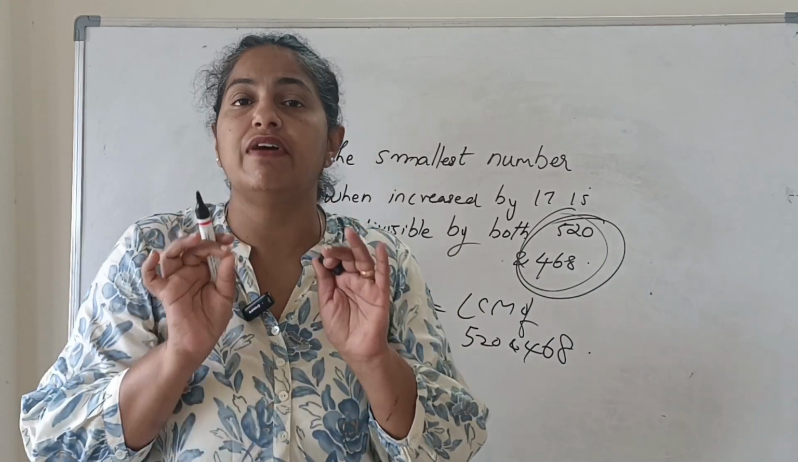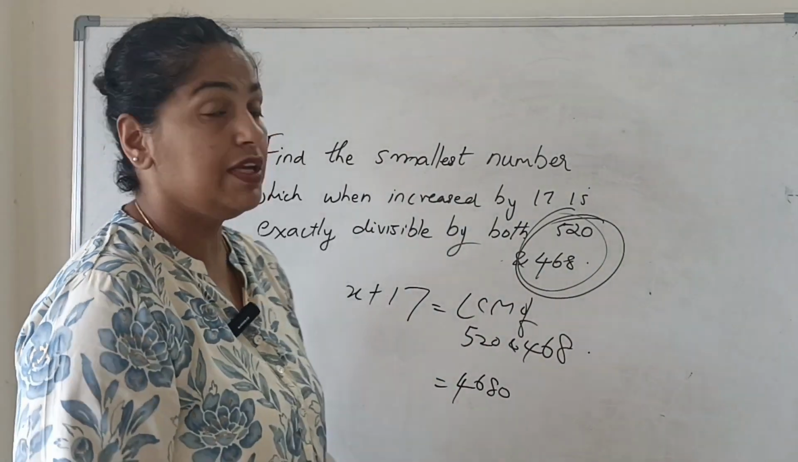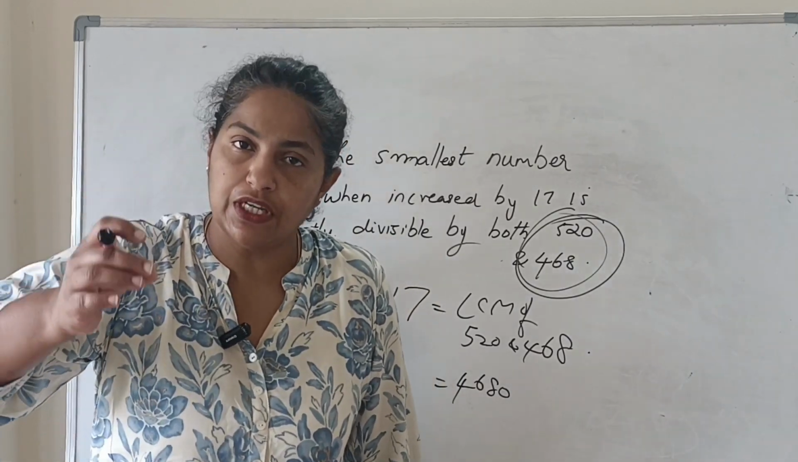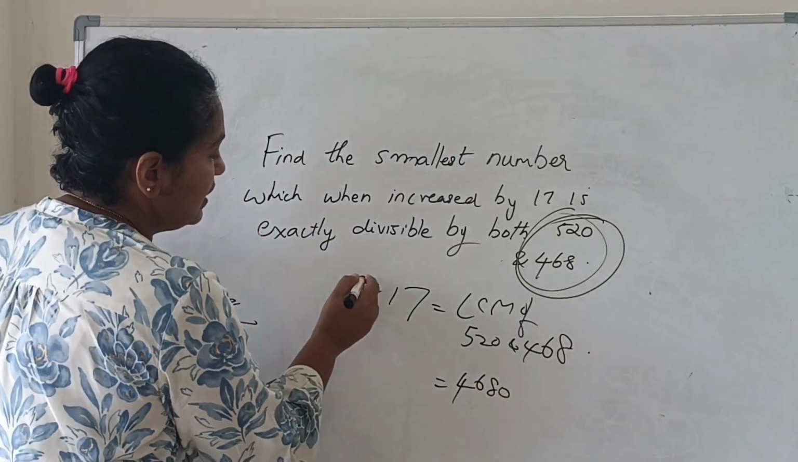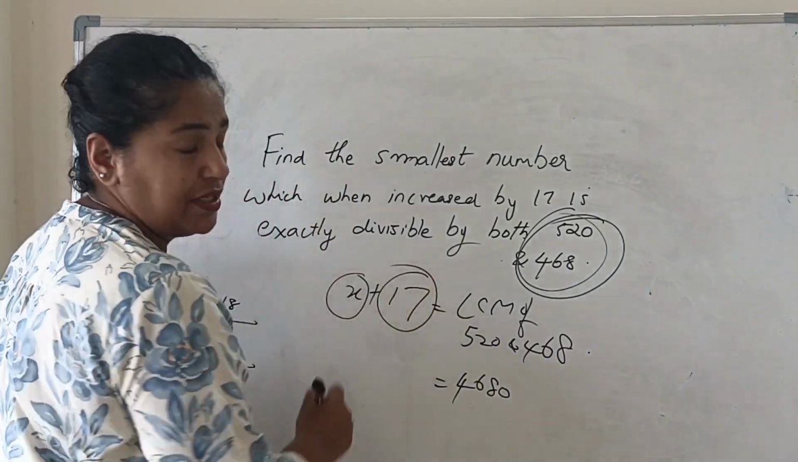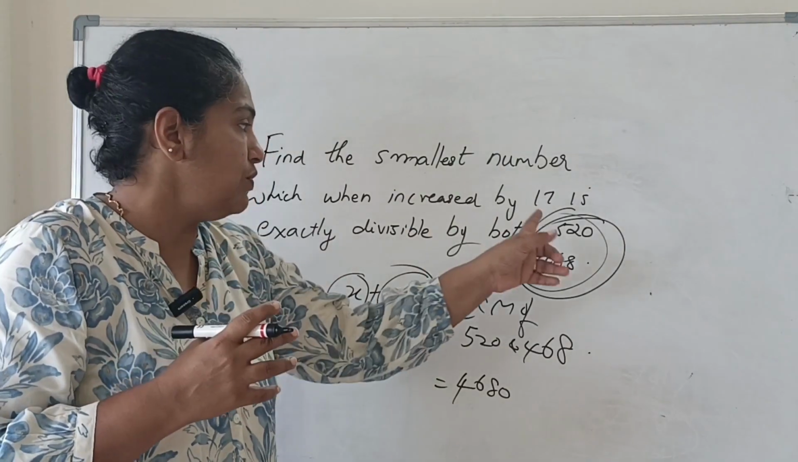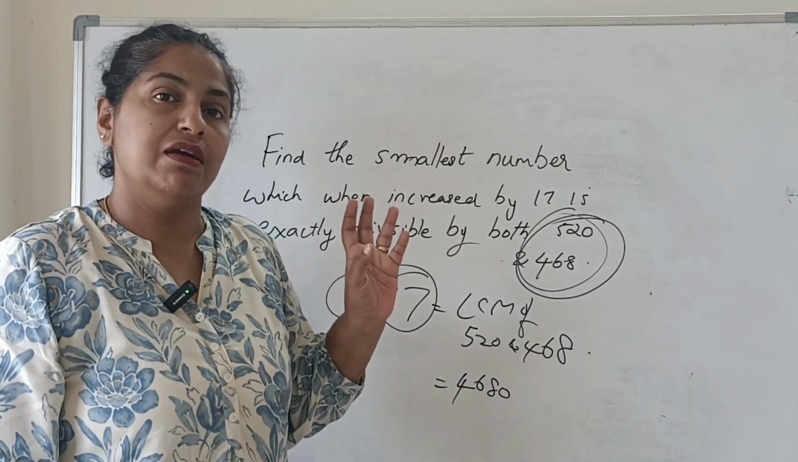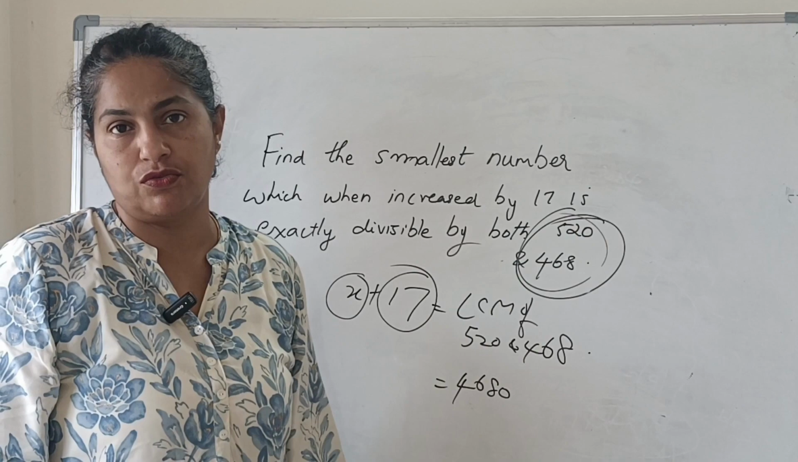Let us first find the value for that. You will get the value of the LCM as 4680. Now this particular value of LCM is equal to the number plus 17. Instead of directly asking what is the smallest value that is divisible by these two numbers, they are telling that there is a number which, when I increase it by 17, is the smallest number that is divisible by these two.